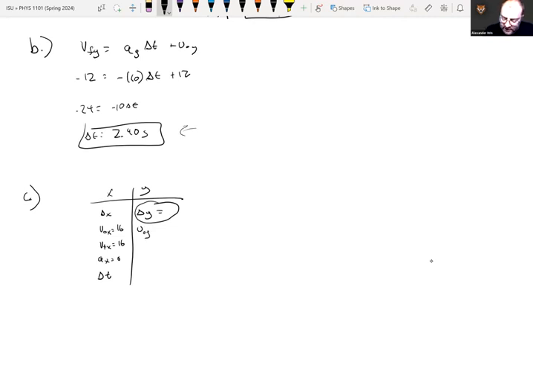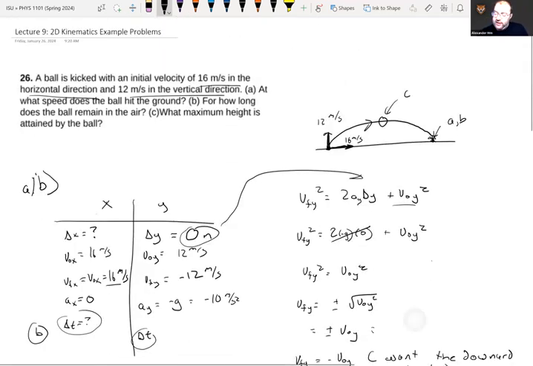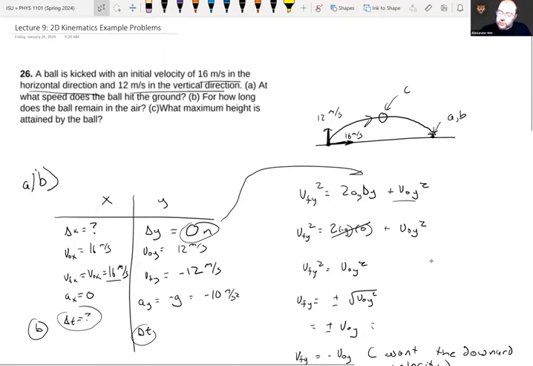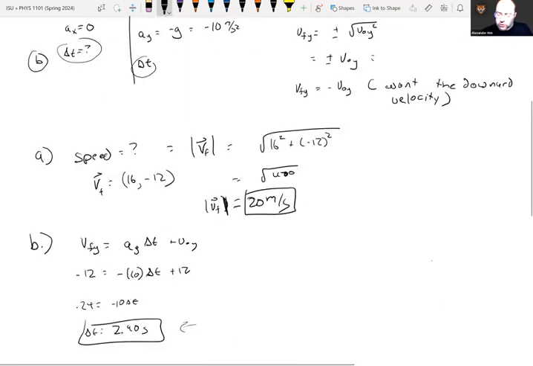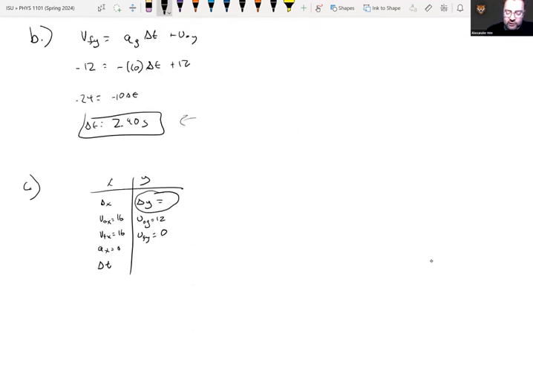Our V initial of y is 12. Now our V final of y is different because we're looking at it at a different spot, but we can actually say this. At the top of the flight, right here at point C, V y is equal to 0. And the reason is that's where it basically runs out of upward velocity because the pull is bringing it down, slowing it down. It runs out of upward velocity, and right after that, it's going to start picking up downward velocity. So our V final of y is 0 in that case. Our A sub y is still just -10. And our delta t is something that we're looking for. Now we're not looking for delta x yet, so we're not going to worry about that.